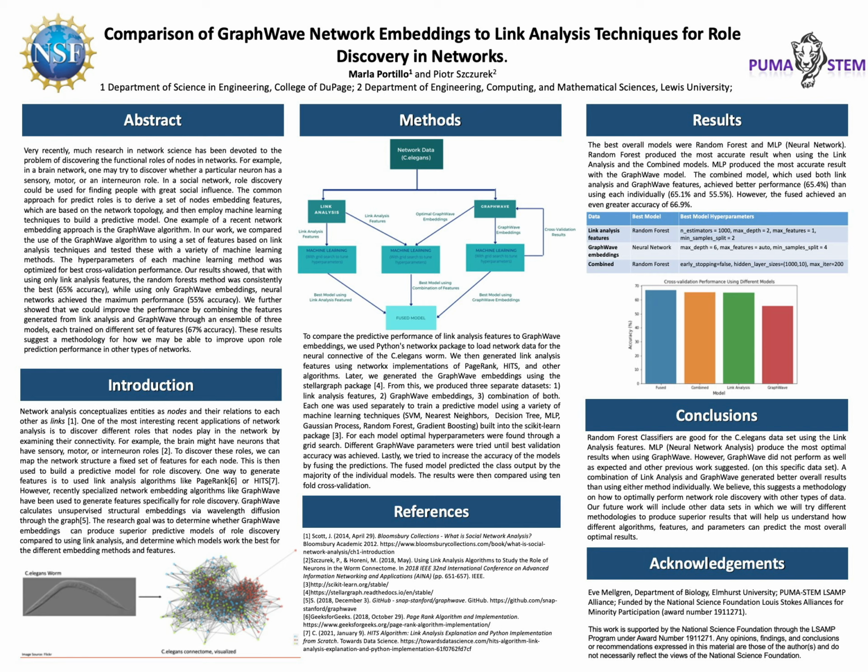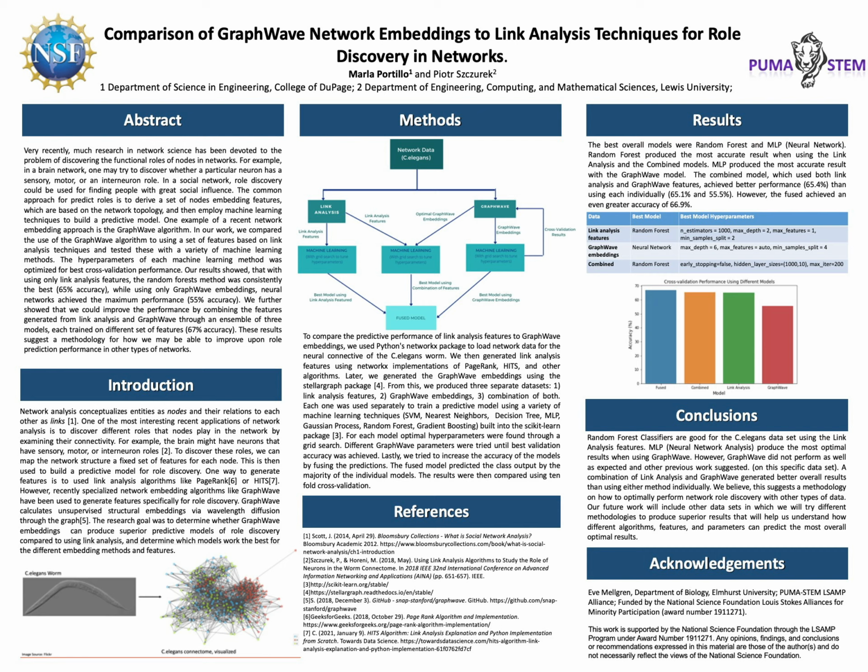The common approach for predicting roles is to derive a set of node embedding features, which are based on the network topology, and employ machine learning techniques to build a predictive model. One example of a recent network embedding approach is the GraphWave algorithm. Specialized network embedding algorithms, like GraphWave, have been used to generate features specifically for role discovery. GraphWave calculates unsupervised structural embeddings via wavelet diffusion through the graph.